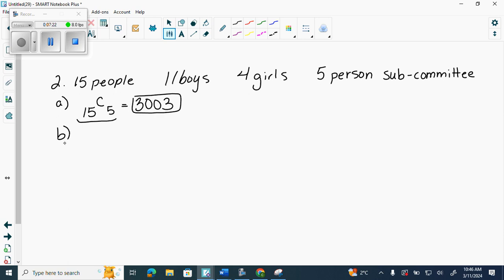Okay. B says exactly 2 girls. So I need 2 girls. I always show my work above to help myself out. I need 2 girls and what? 3 boys, because I need how many total? 5. Every single time. Every case needs 5. Will they have the answer to you doing just 2 girls? Absolutely they will. It's often picked more. You still need a 5-person subcommittee, correct? So exactly 2 girls indirectly tells you need 3 boys.